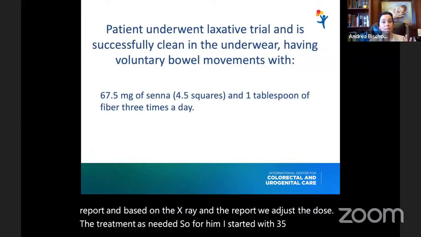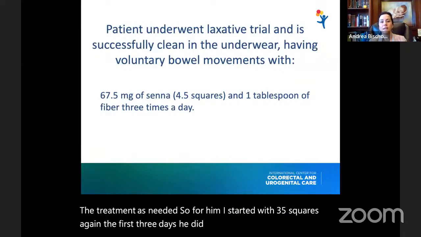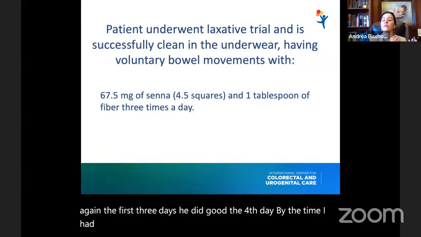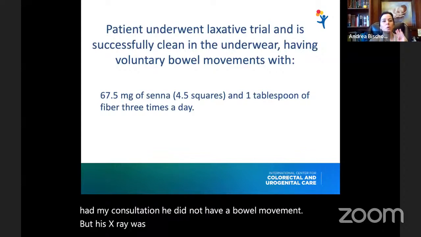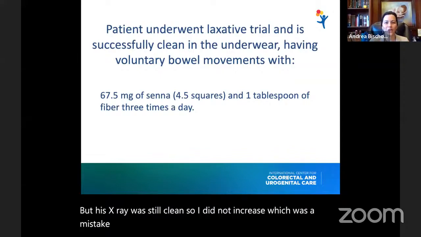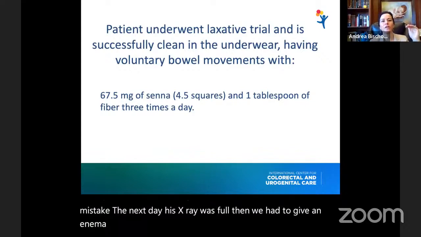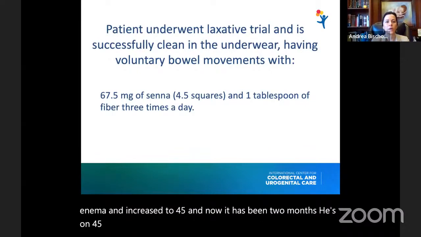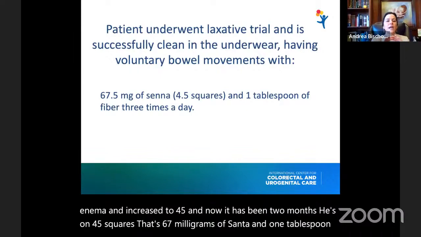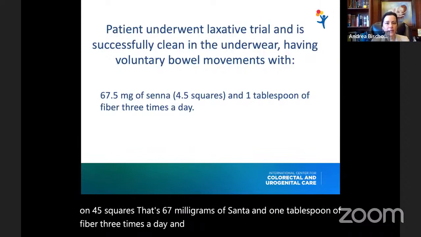Again, the first 3 days, he did good. The fourth day, by the time I had my consultation, he did not have a bowel movement, but his X-ray was still clean. So I did not increase, which was a mistake. The next day, his X-ray was full. Then we had to give an enema and increase to 4.5. And now it has been 2 months. He's on 4.5 squares, that's 6.7 milligrams of senna, and 1 tablespoon of fiber 3 times a day. And he's completely clean in the underwear.